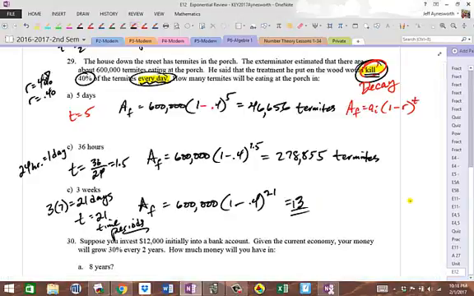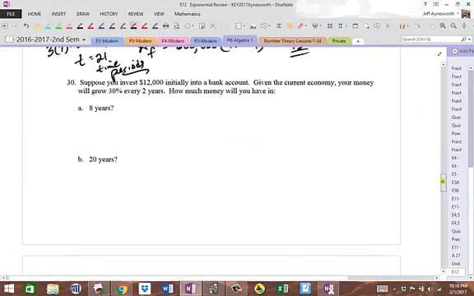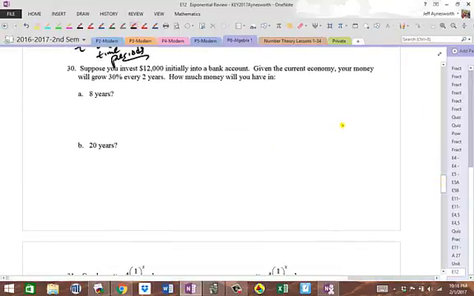All right, now that I got that straight, on this one I won't make a mistake. Here we go. On this one, we got an initial investment of $12,000 in a bank account. Given the current economy, your money's going to grow. It's a growth situation by 30% every 2 years. There's your time period. So A sub i is 12,000. The growth rate is 30%. That's 0.3.